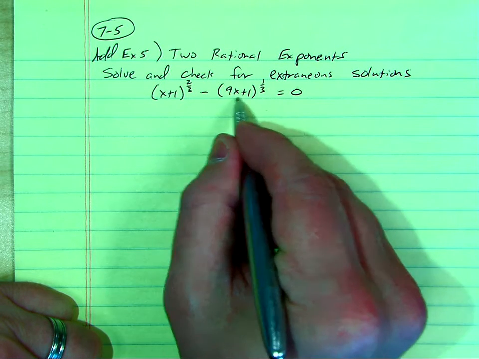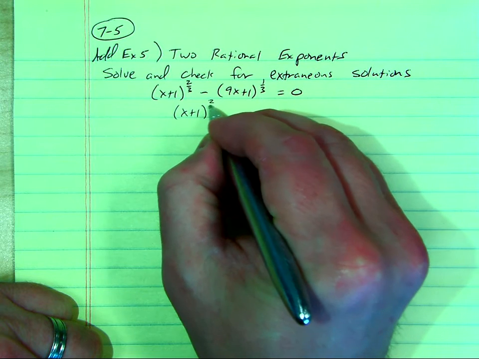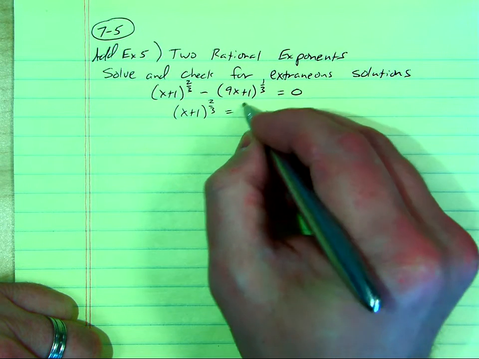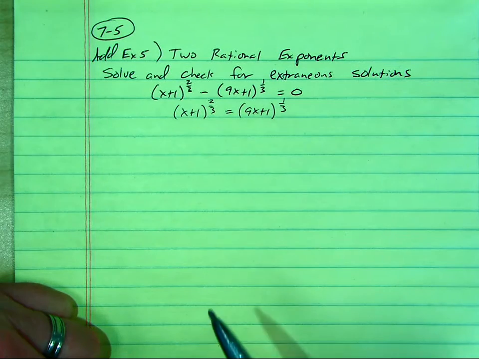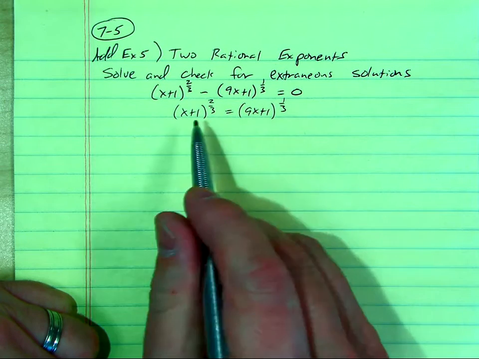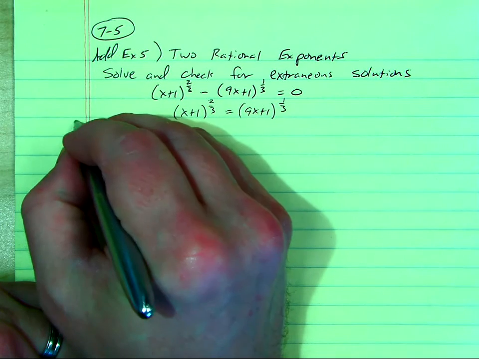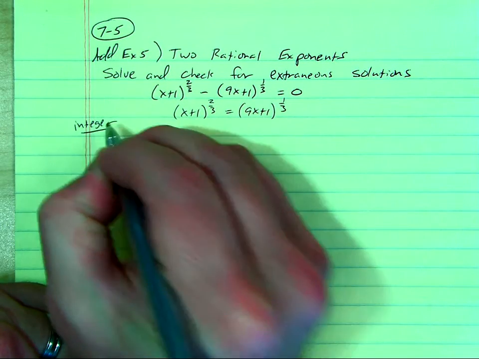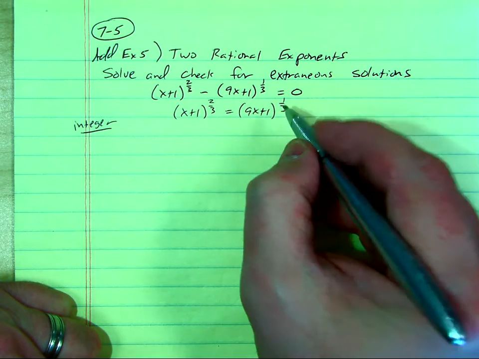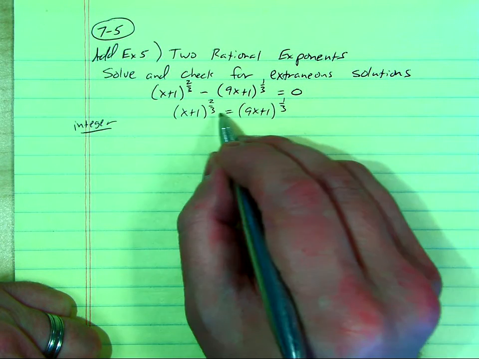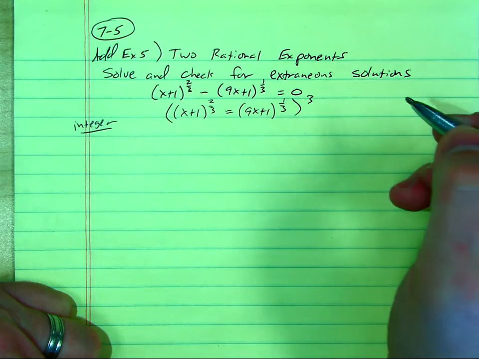So I'm going to add this expression to the right side. So we get x plus 1 to the 2/3 power equals positive 9x plus 1 to the 1/3 power. Now the concept is always going to be raise both sides of the equation to a power that will make you have integer exponents. That way you can expand stuff out and collect like terms and then factor if necessary. So because the common denominator in this case is 3, I'm going to raise both sides to the 3rd power.